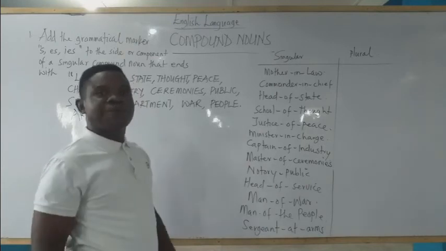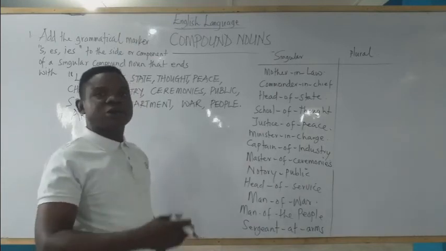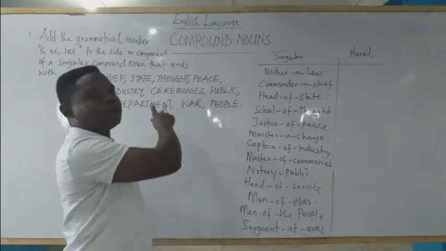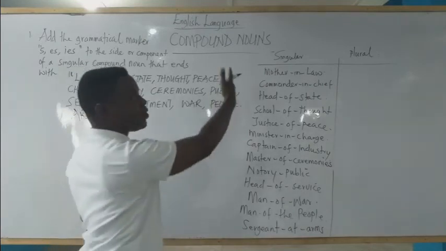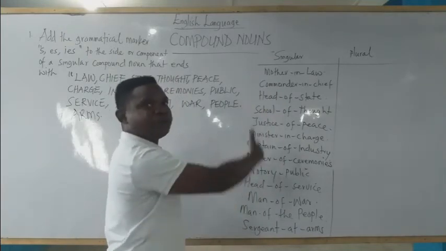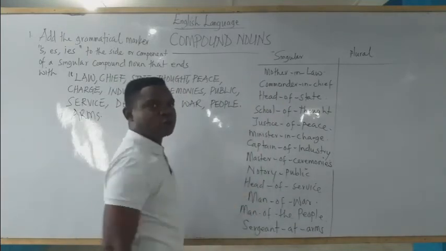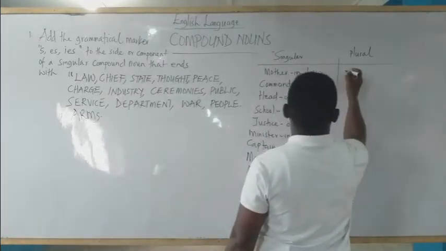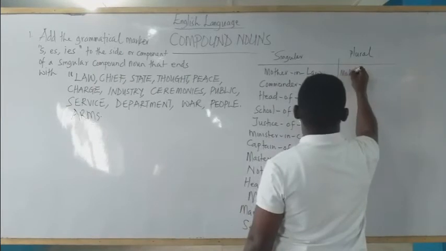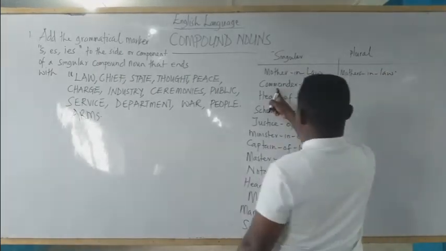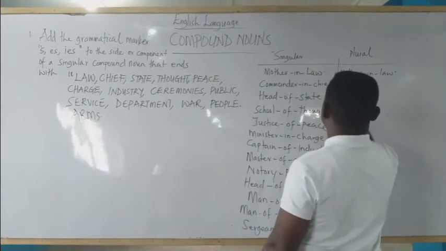Therefore, to form the plural of an existing singular form of a compound noun, rule one: the grammatical marker should be added to the first component. So we add the grammatical markers S, ES, IES to the first component of all these words on the board. So the plural of mother-in-law will now be what? Mothers-in-law. That's the first one. Then if we add the grammatical marker to this first one, this one becomes what?